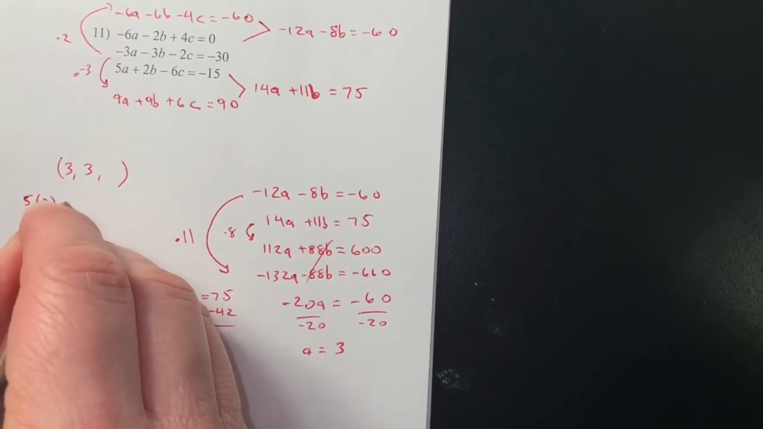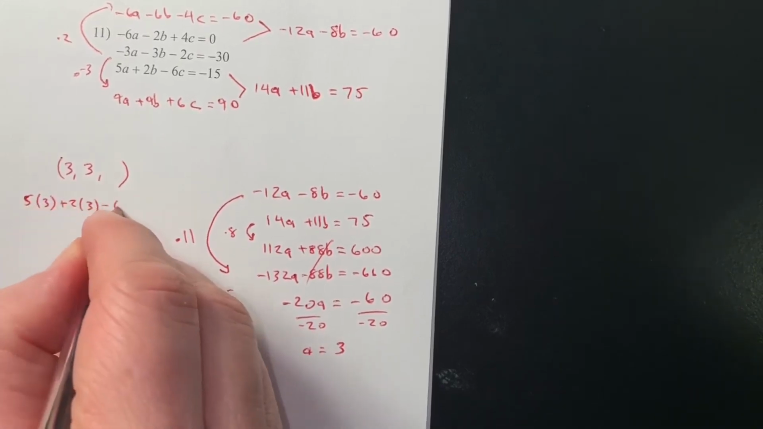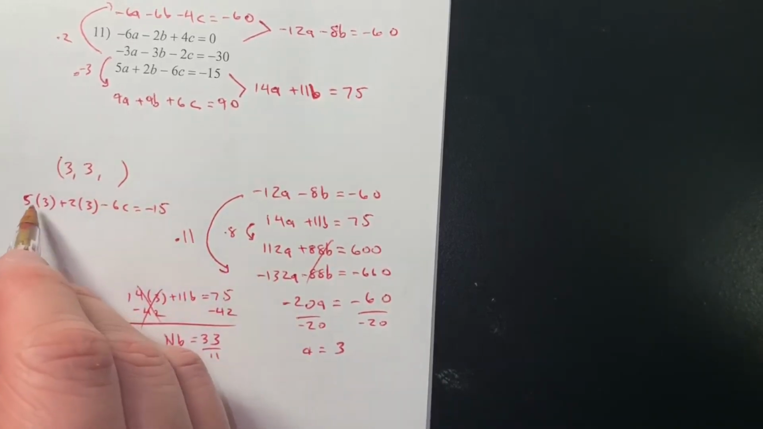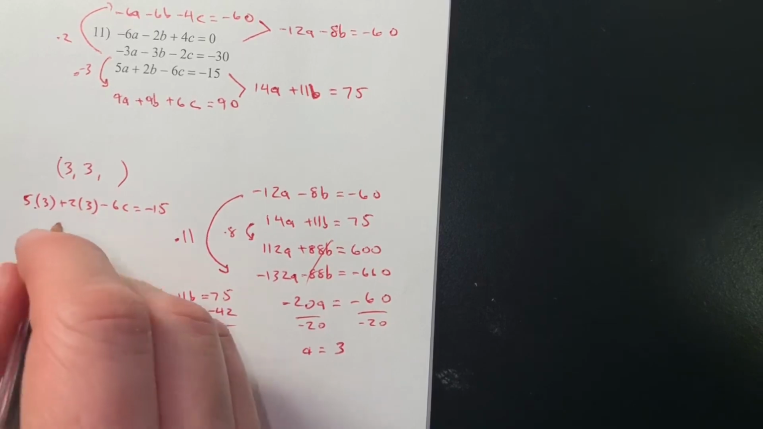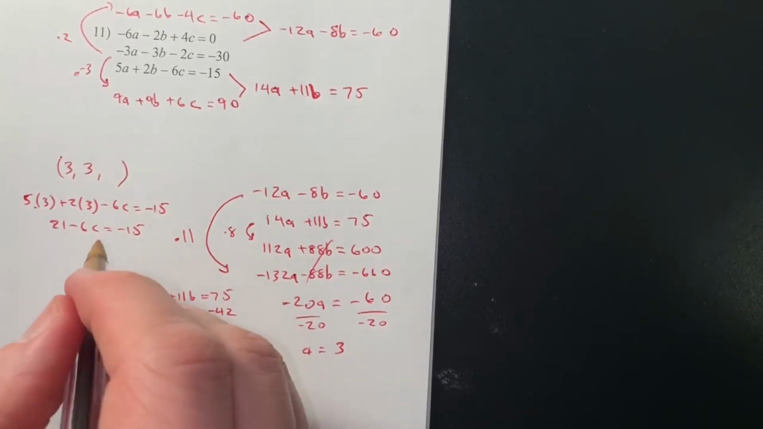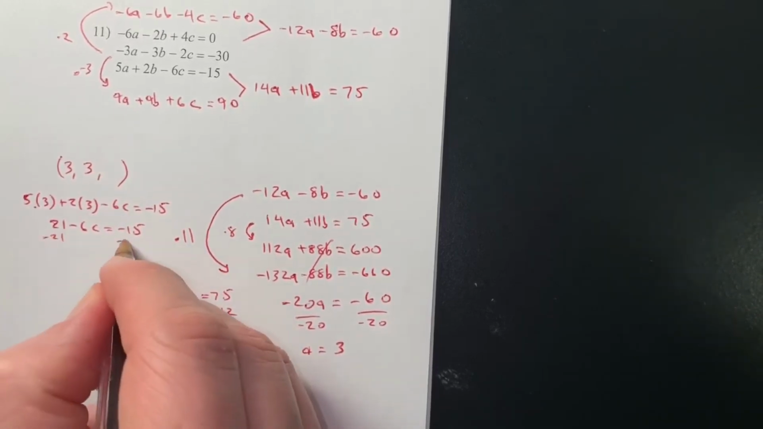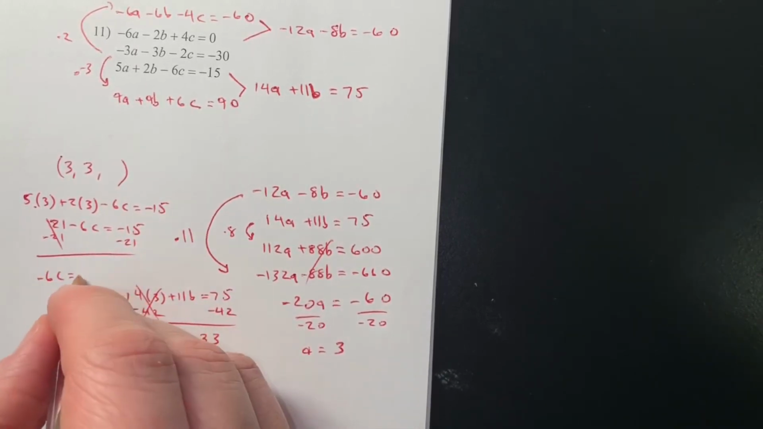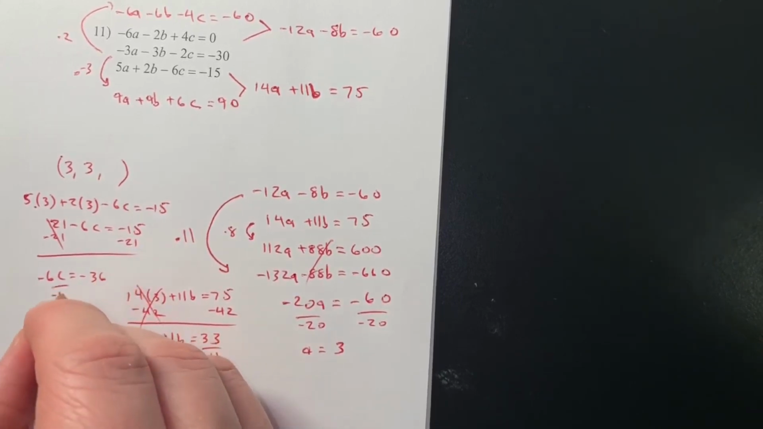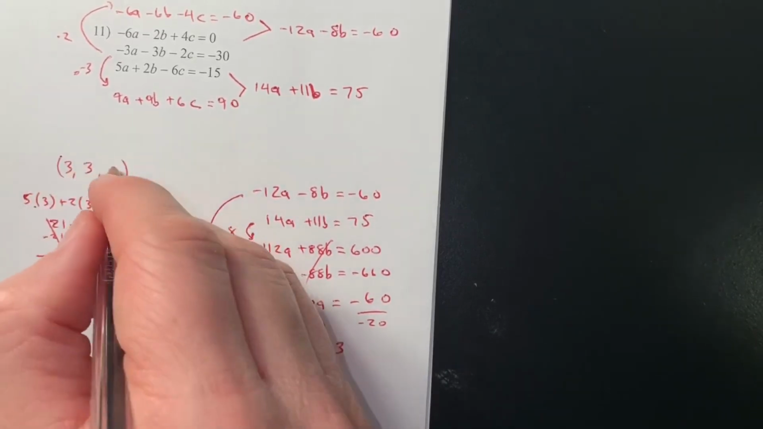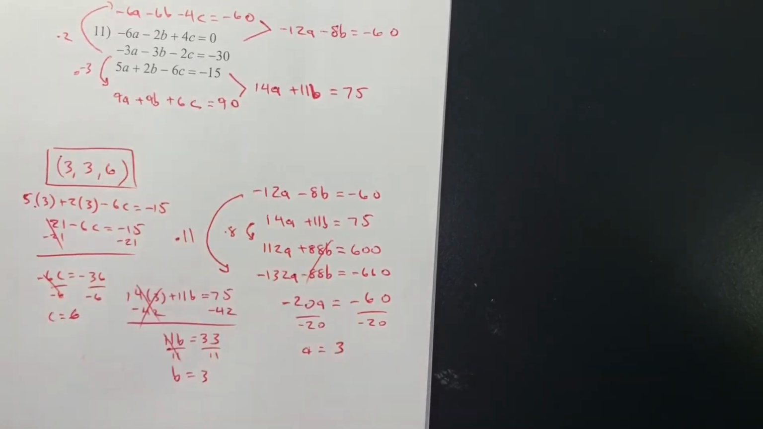5 times 3 plus 2 times 3 minus 6c equals negative 15. So that's 15 plus 6, that's 21. So 21 minus 6c equals negative 15. I can subtract 21. So I'll get negative 6c equals negative 36. And divide by negative 6. And I get c equals positive 6. So there's my solution. A good idea would be to plug that into all three of the original equations.